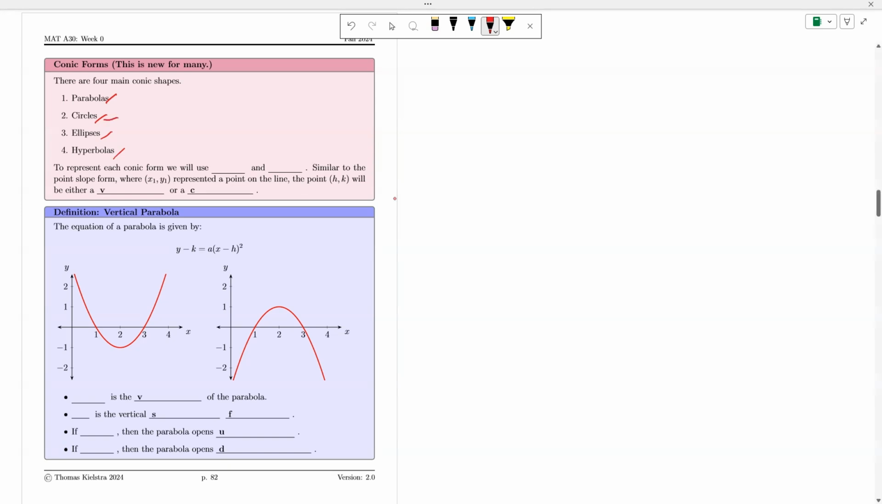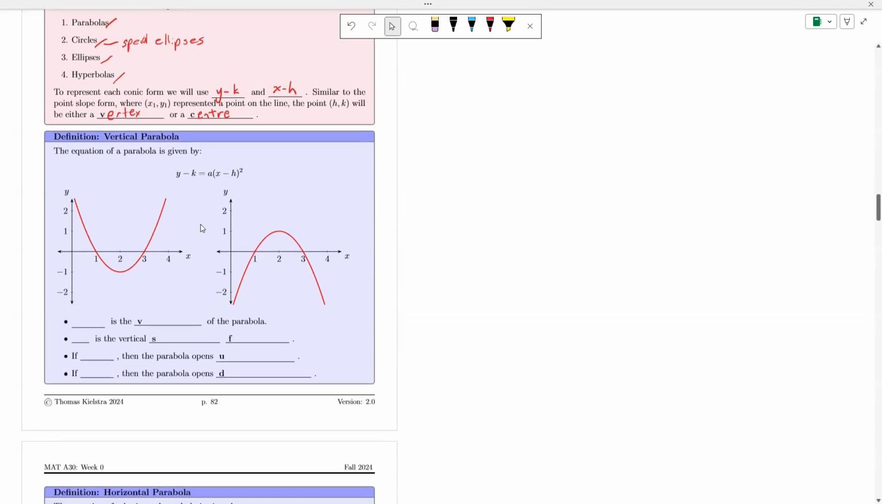Now, circles are really just special ellipses. To represent each conic form, we will use y minus k and x minus h, similar to the point slope form where x1, y1 represented a point on the line. The point (h, k) will either be a vertex or a center. And we're going to spell this the Canadian way, centre.